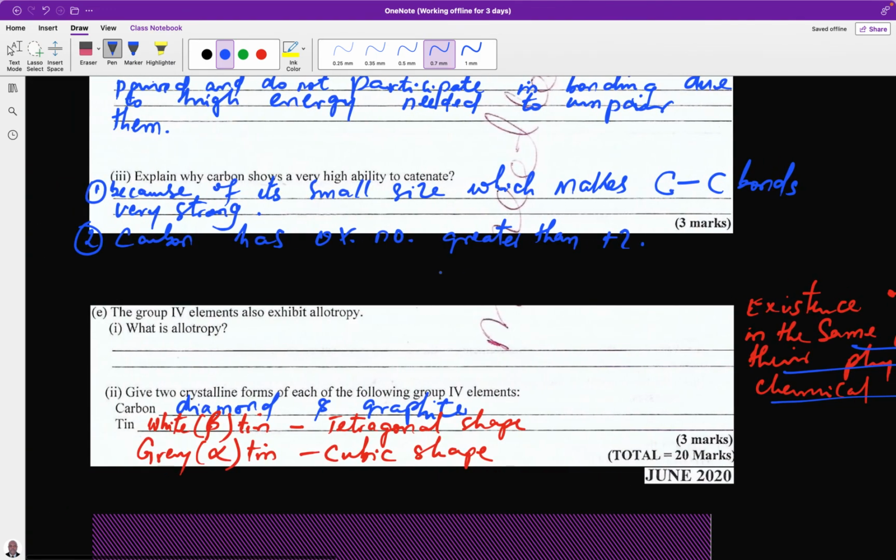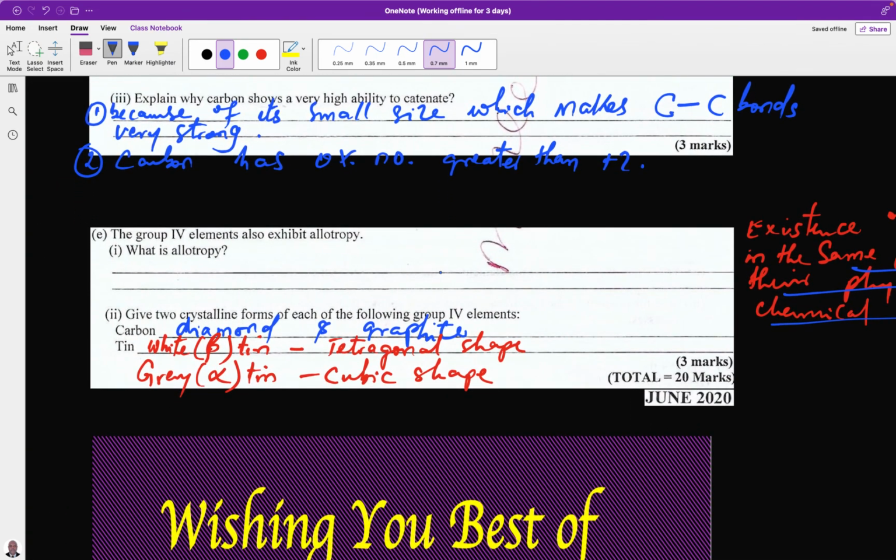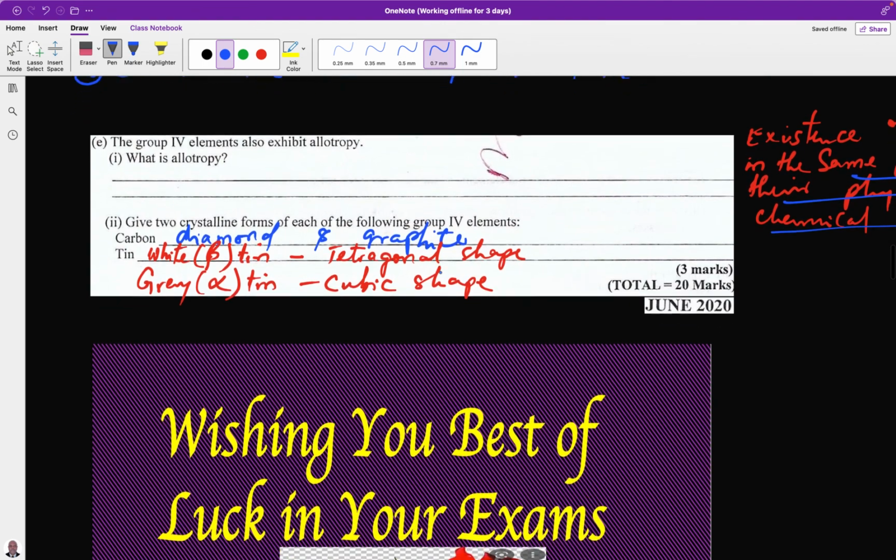Then we went further again to say, give 2 crystalline forms of each of the following: carbon, as we have said, diamond and graphite. Tin has 2. There is white tin and there is gray tin. You can either say there is white tin or gray tin, or you can say there is beta tin and alpha tin. These are 2 crystalline forms of tin.